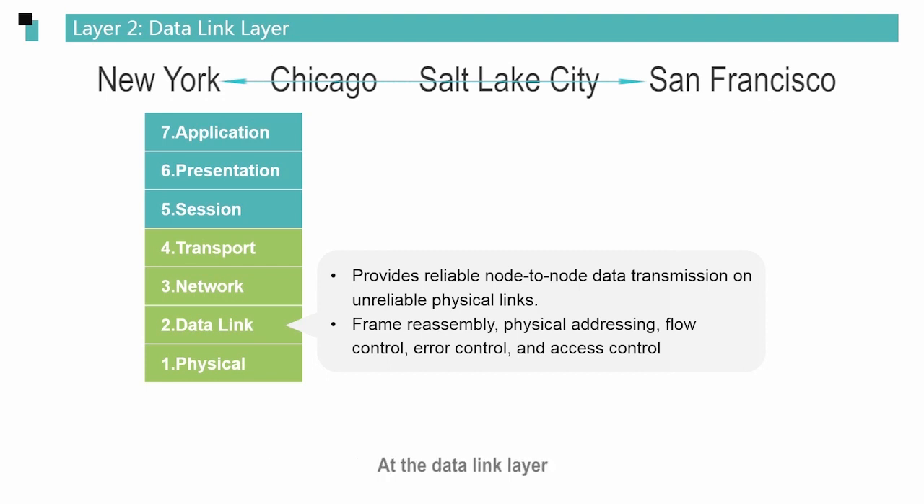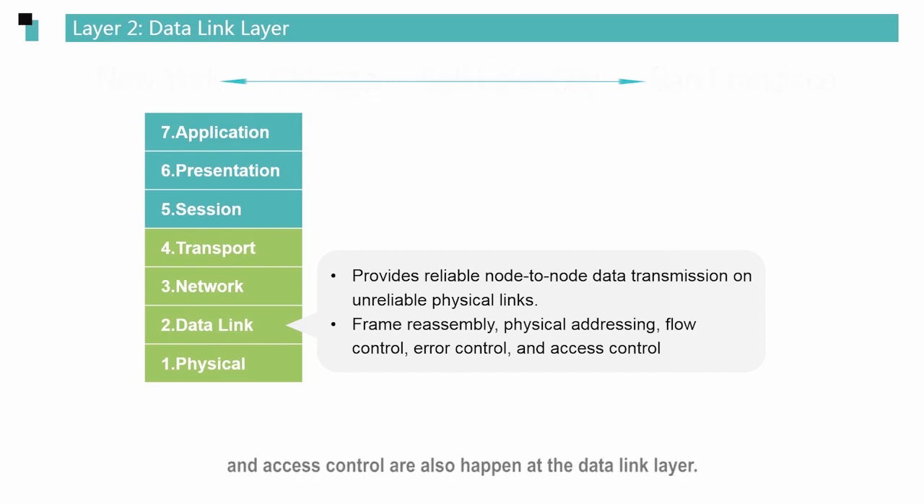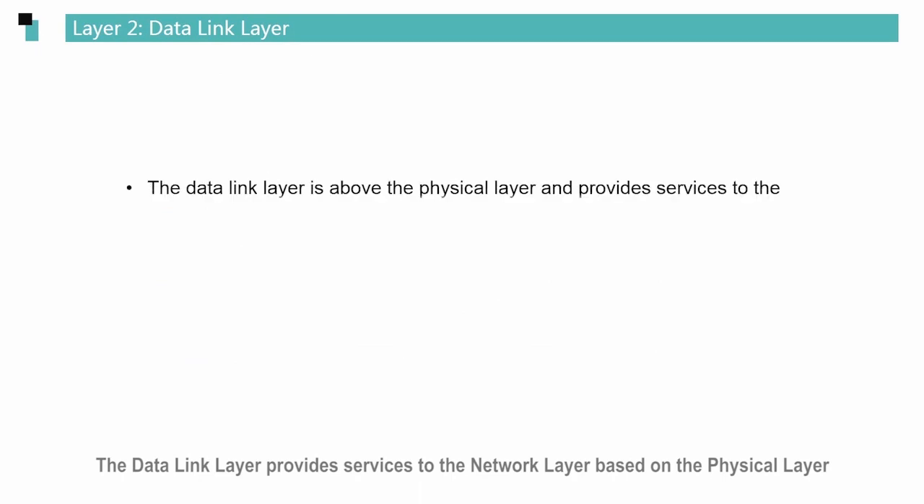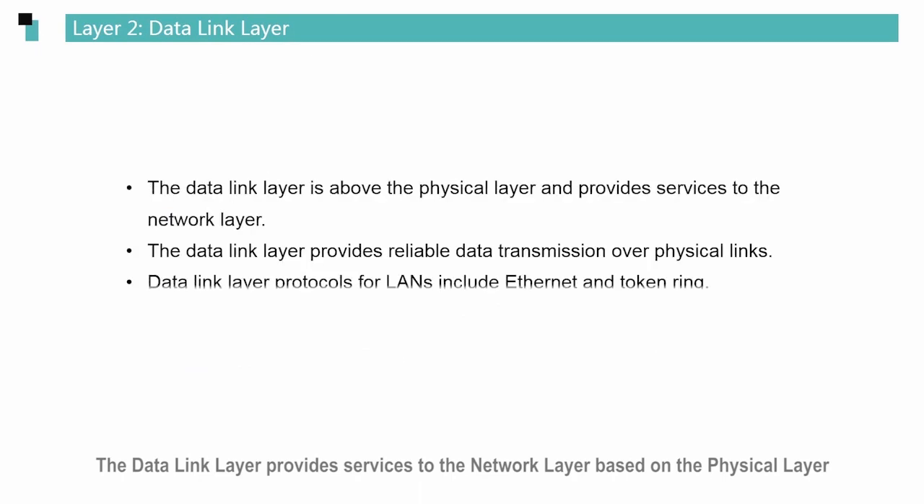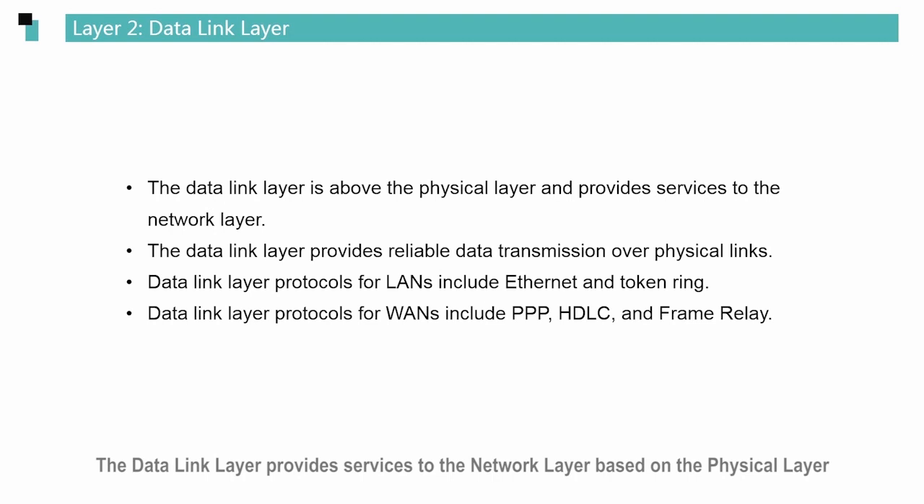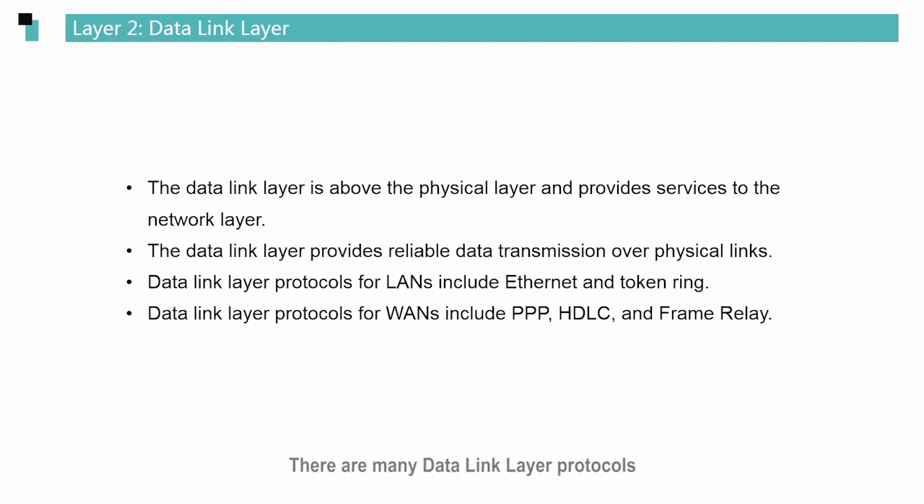At the data link layer, data from the network layer is encapsulated in frames. Header fields are written, and the encapsulated data is transferred. Flow control, error control, and access control also happen at the data link layer. The data link layer provides services to the network layer based on the physical layer. There are many data link layer protocols, the most famous of which is Ethernet.